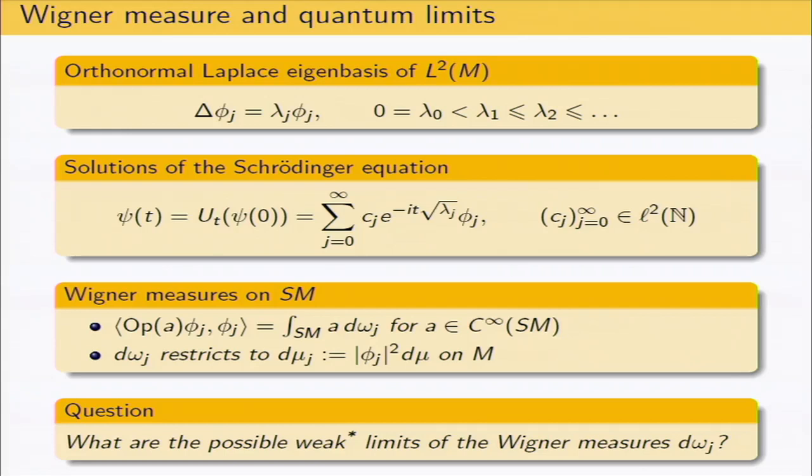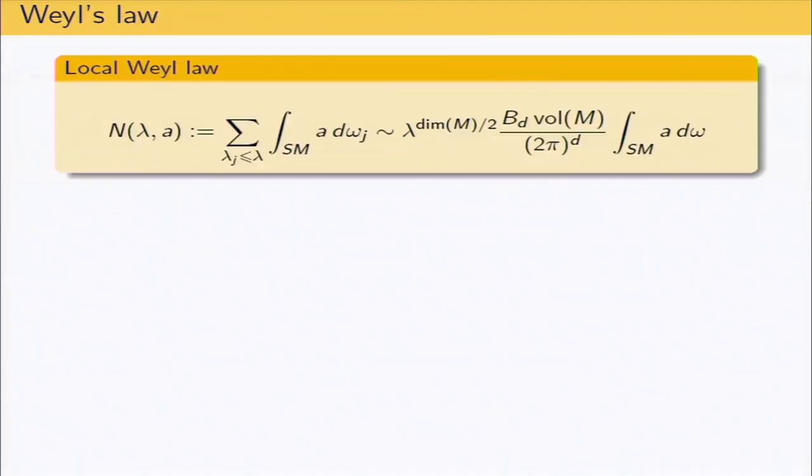And then the motivating question for this talk, or the basic question of arithmetic quantum chaos, is what are the weak star limits of these Wigner measures? In other words, how equidistributed the phi j's are in phase space. So I prepared some pretty pictures for the sphere and the modular surface, the two main examples featured in this talk. But before getting to them, I'd like to discuss two general features of these Wigner measures, one coming from Weyl's law, the other coming from Egorov's theorem.